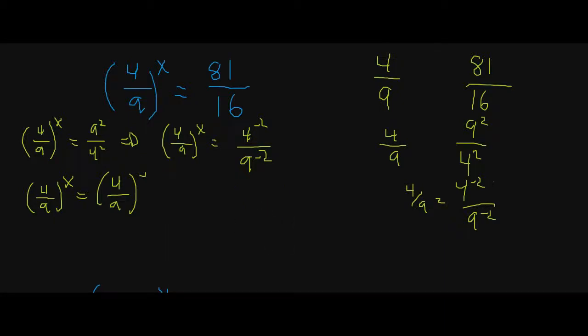If we look now, we have 4 over 9 in the parentheses, and we have 4 over 9. So we have an identical common base. Therefore, x has to equal, well, we set the exponents equal to each other, x equals negative 2. All right? Let's go ahead and do one more example problem.